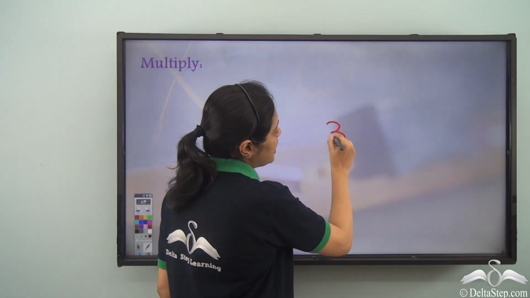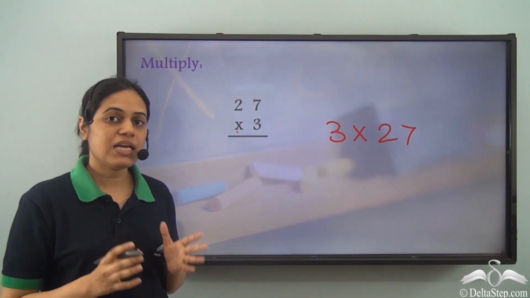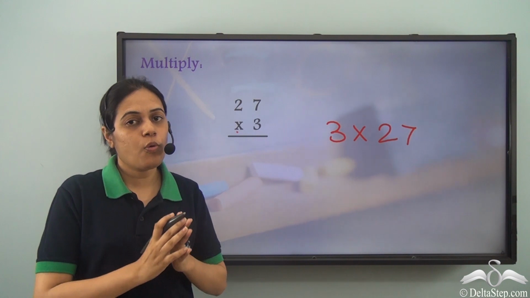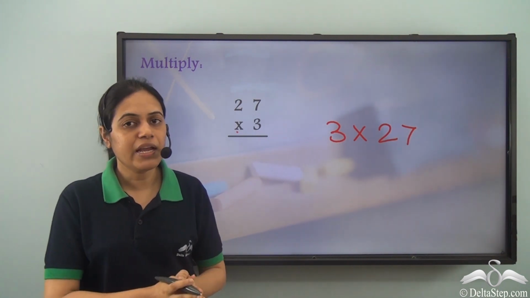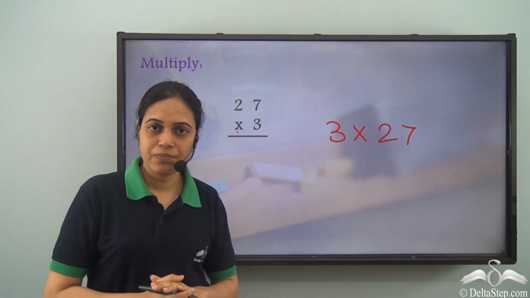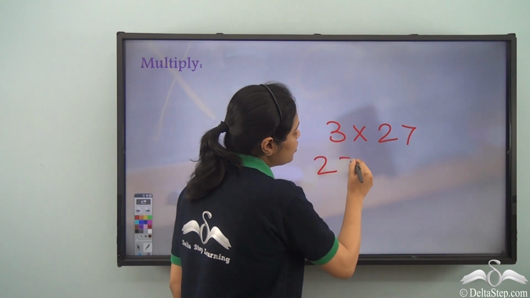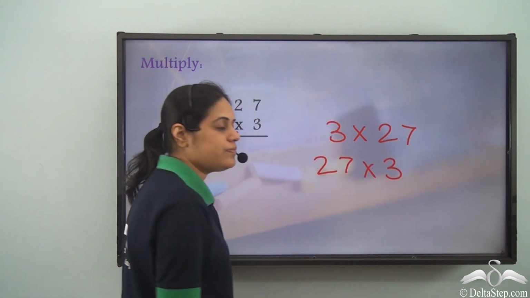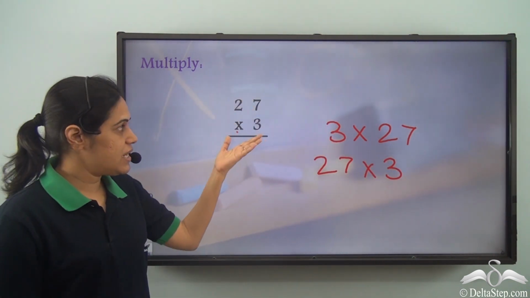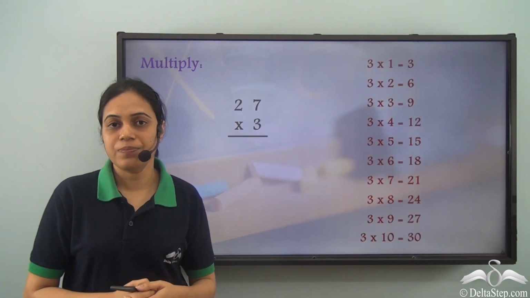So 3 into 27. But I know the table of 3 only till 3 into 10. I don't know the table of 3 for 3 into 27. So how do I multiply this? Also, I don't know the table of 27. But still, I can multiply it using the table of 3.